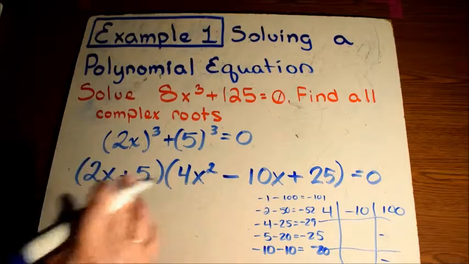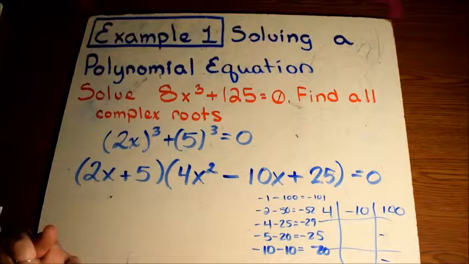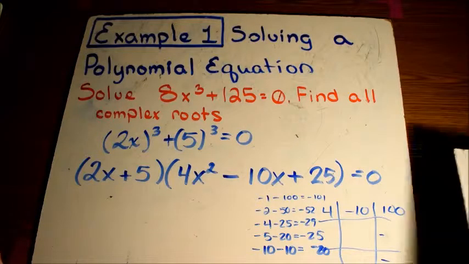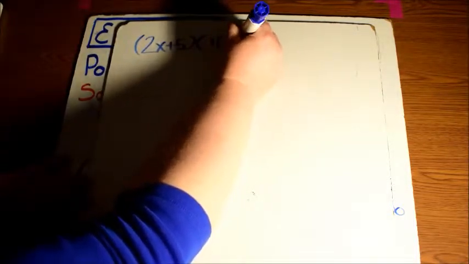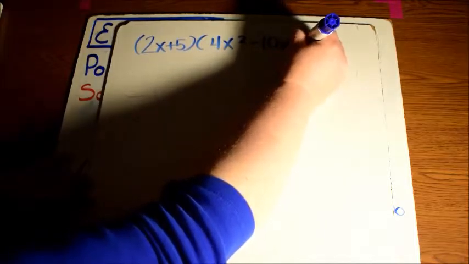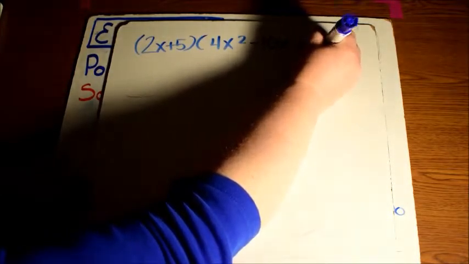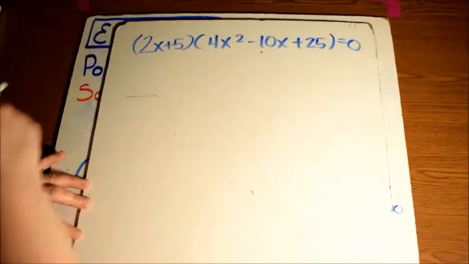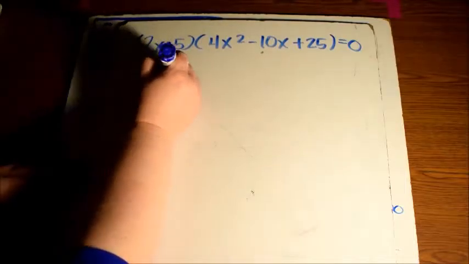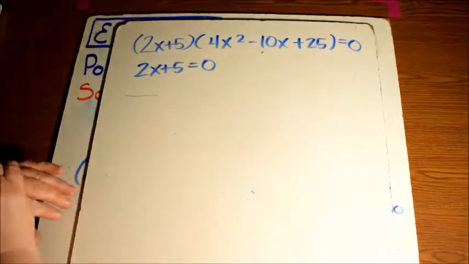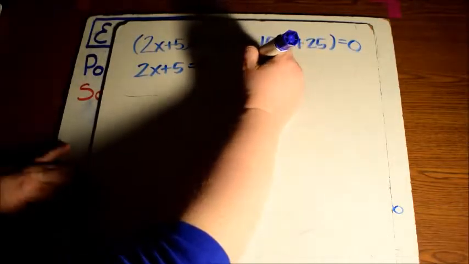So what we're going to have to use instead is the quadratic formula. So let's take a look at that. Our two factors were 2x plus 5 and 4x squared minus 10x plus 25. Those equal 0. Our first thing says that 2x plus 5 is 0, and the other one says that this thing is equal to 0.